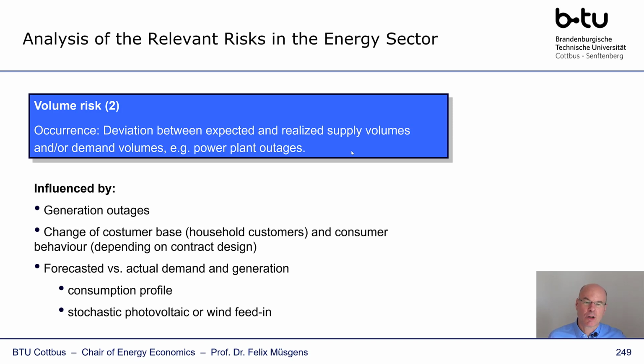And then there is forecasted versus actual demand and generation on relatively short notice. If consumption profiles, for example, deviate because the weather changed, something like that. Or if on the supply side you have stochastic photovoltaic or wind feed-in. So this may overlap with generation outages, but here it's somewhat different because even if your wind turbine is perfectly fine and operational, it may still produce less than you expected due to a too optimistic wind forecast. So if you forecasted more wind than actually blew during any given specific time, then production is less and you have a deviation from what you expected. And if you took that volume risk, somebody is facing that volume risk, it's ending up somewhere, and that person has this risk at this point. So that's volume risks.